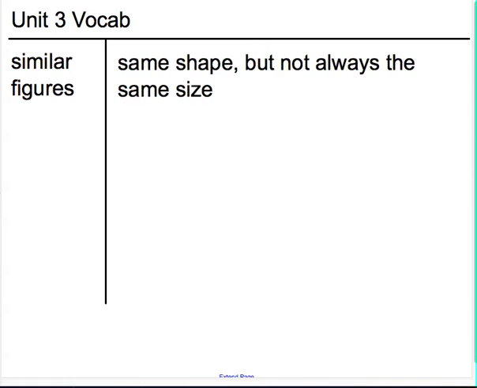For lesson 2.8, proportions and indirect measurement. So the first thing we have is a vocab term, similar figures. They have the same shape, but not always the same size. So turn to your vocab section, get that down.